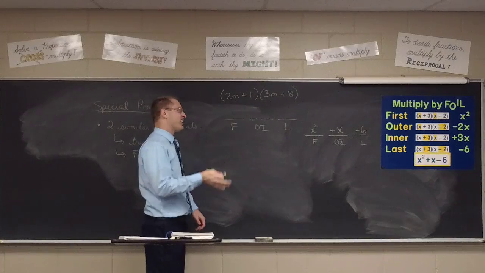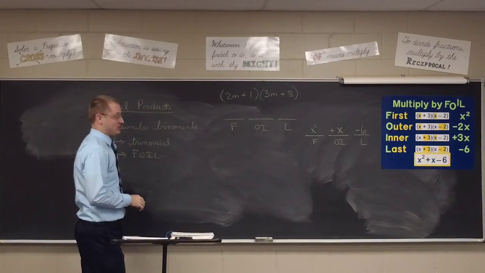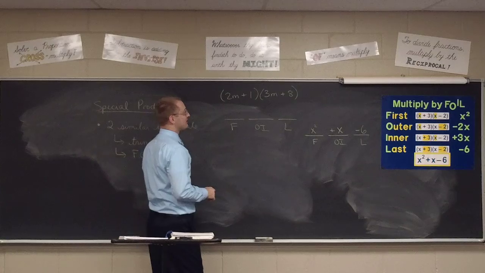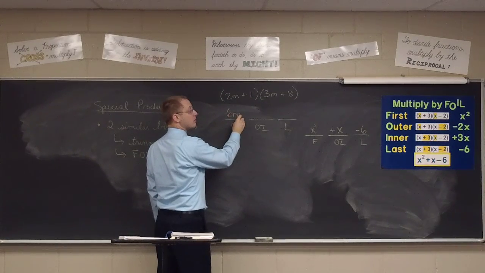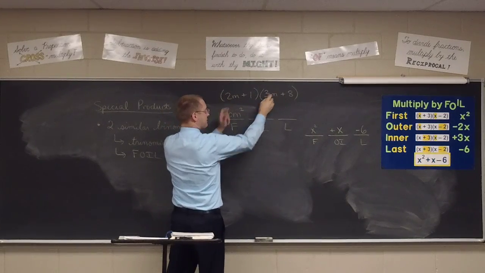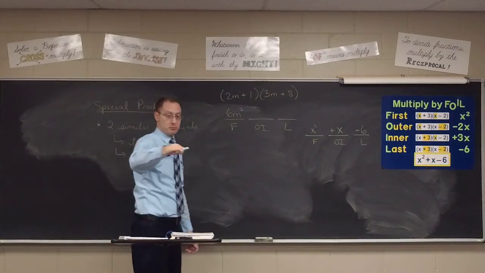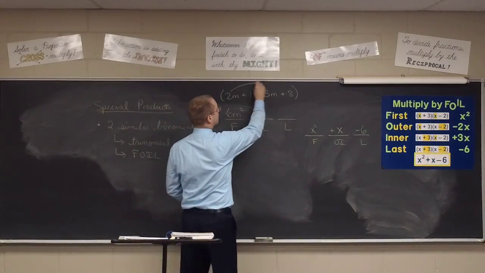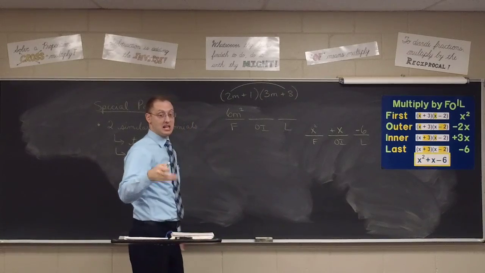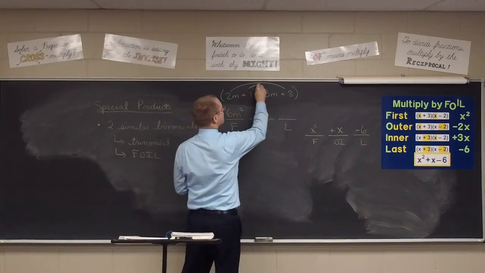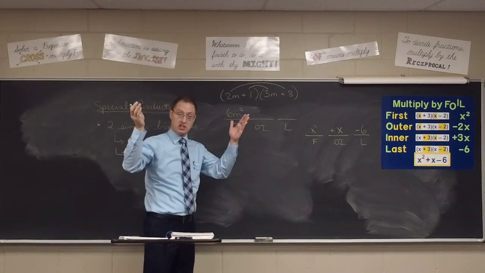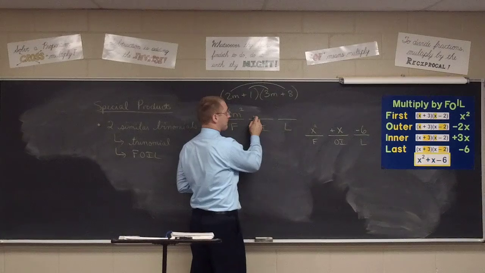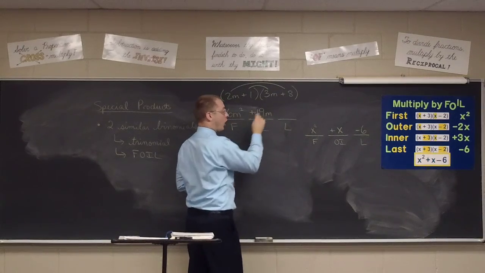First, outer, inner, last. When we multiply our first together, what will we get, Maddie? M times m? M squared. 6m squared. When we multiply the outers, Brecken, what do we get? 16m. When we multiply the inners, what do we get? 3m. Both of those positive, right? So a positive 16 and a positive 3 gives us positive 19m. Good. All done in our head.